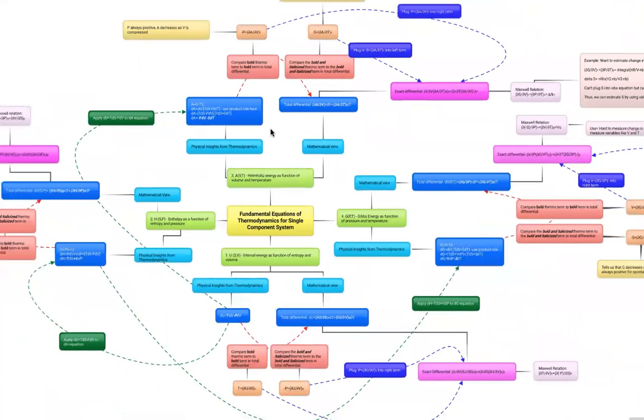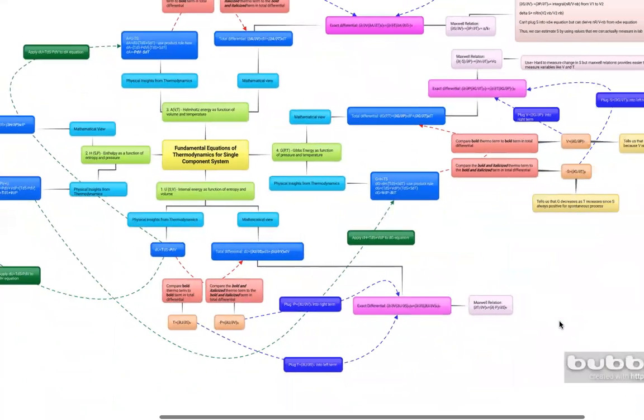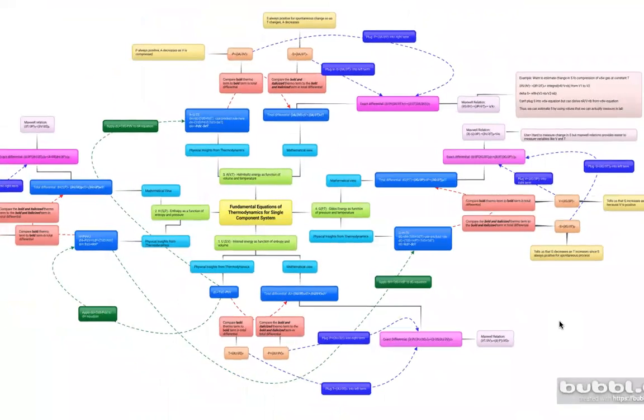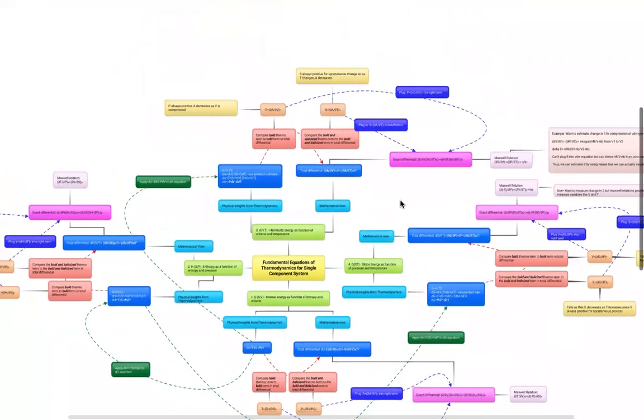As I talked about, the red represents the relation between the physical perspective and the mathematical perspective. The purple arrows are when you plug in the values we found in the orange bubbles to the exact differential to get the Maxwell relation. That's what all the arrows are representing and how everything is related, which you can really tell from this concept map, that everything is related to each other. So now I'm going to go into why that is important.